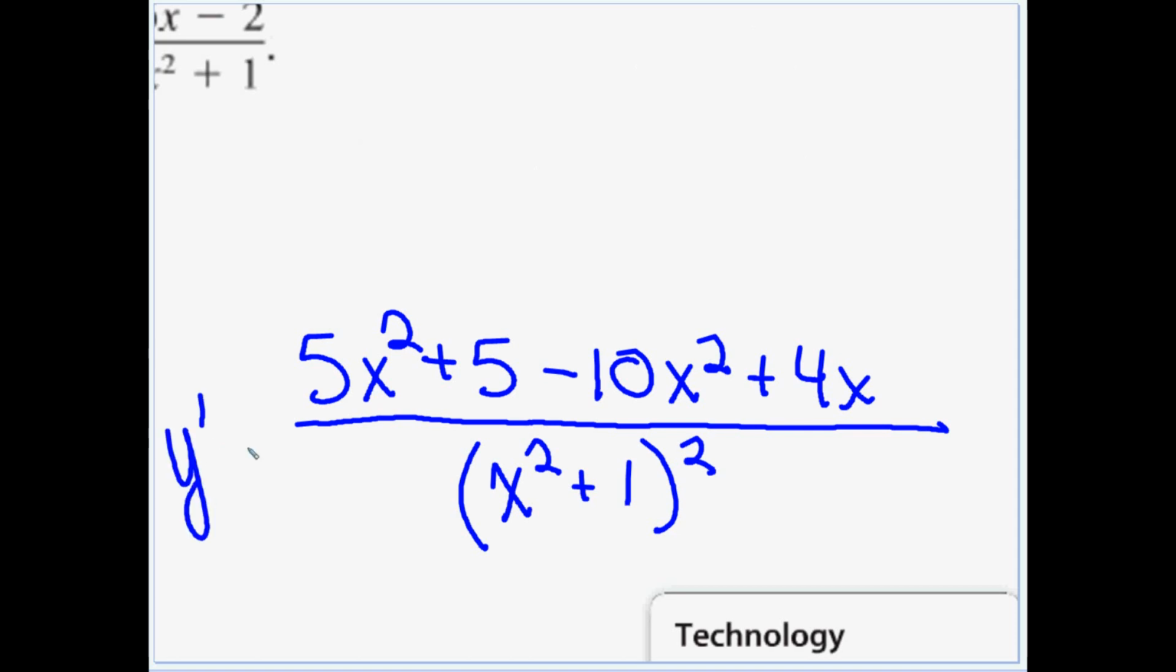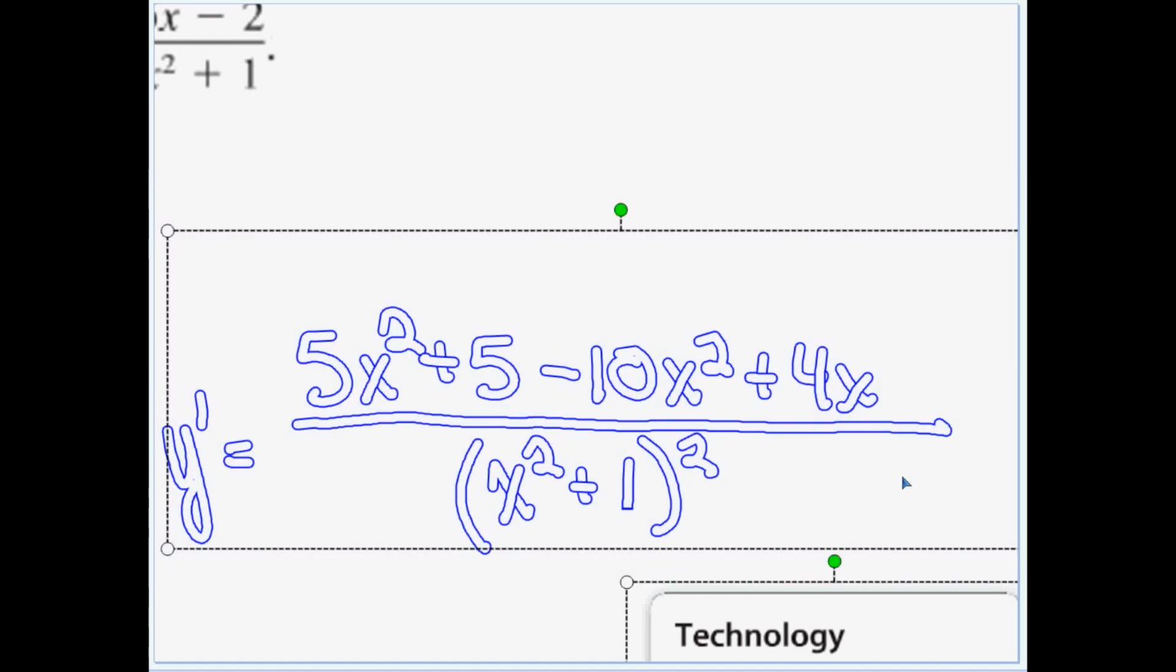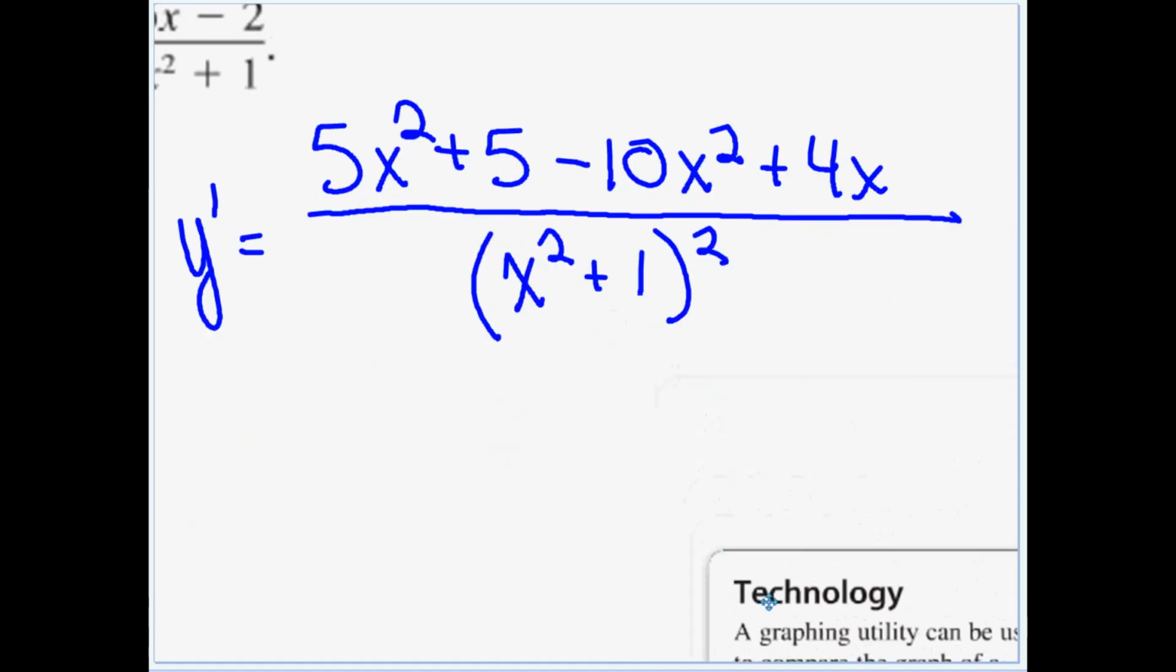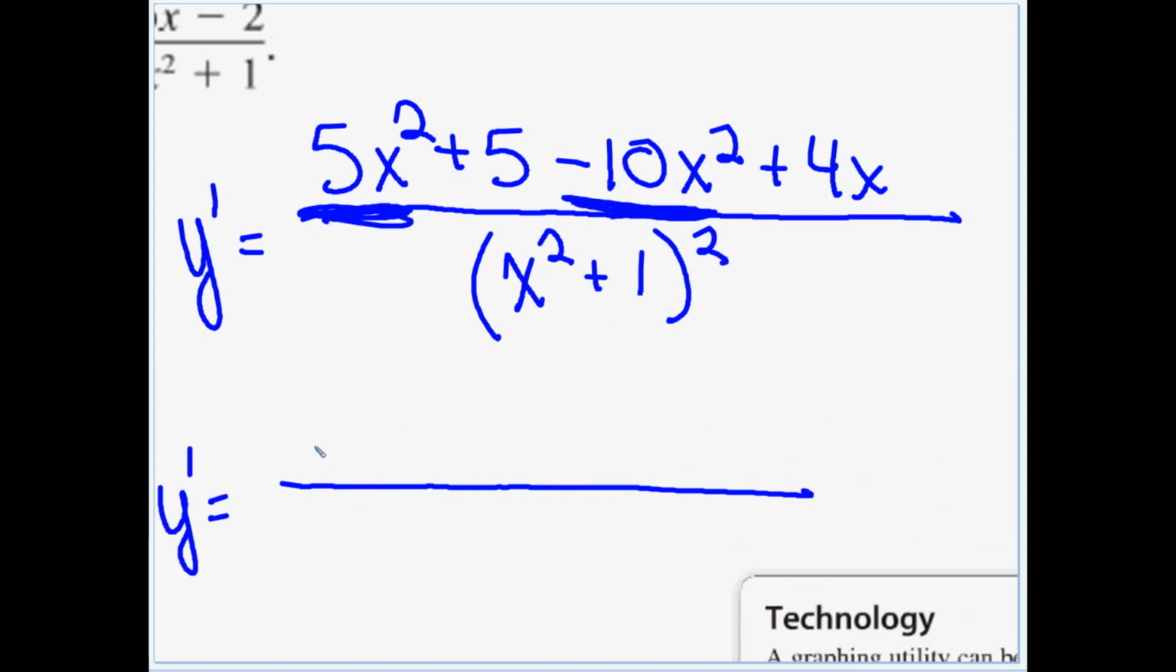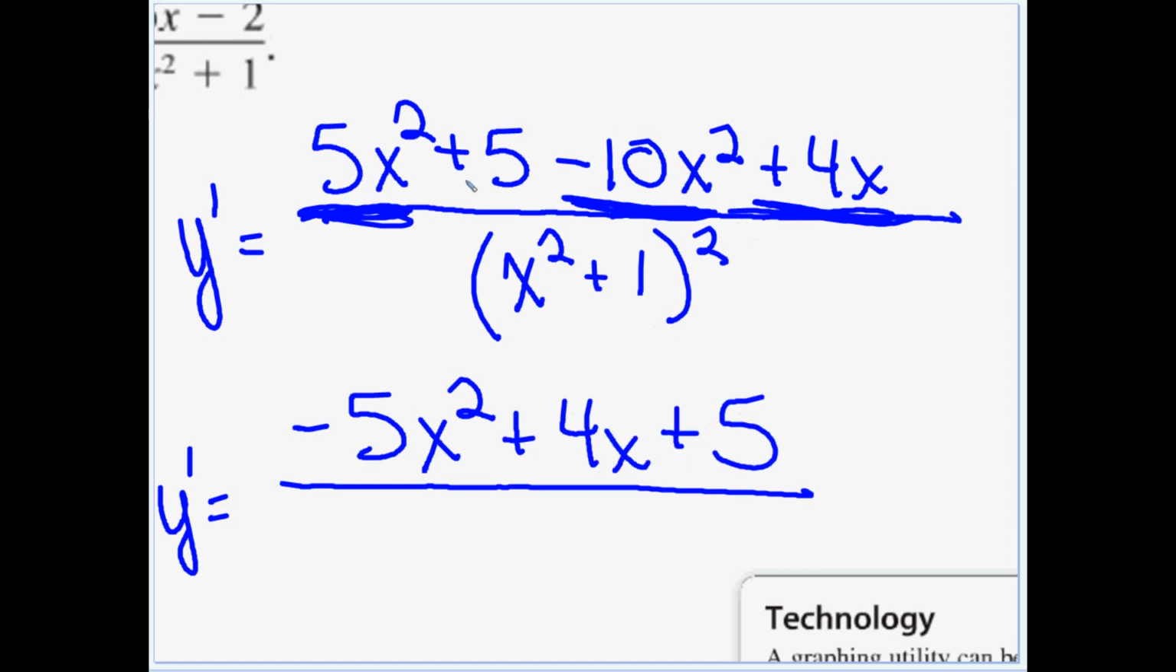Y prime equals. And it looks like we can simplify a little more in that numerator. So we've got some x squared terms. Y prime equals. We've got a 5x squared and minus 10 more, so that's minus 5x squared. We've got a plus 4x and a plus 5. And then that's all over our denominator here, squared.